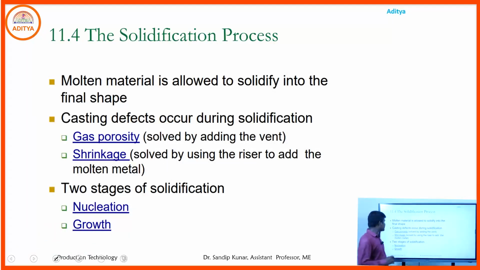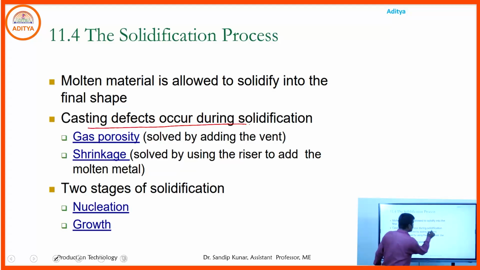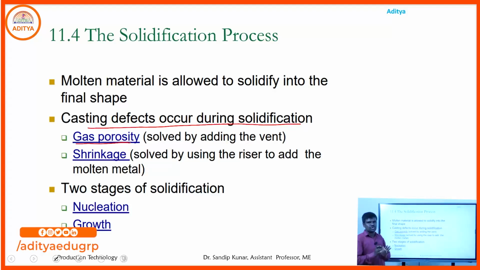What happens during solidification? The molten material comes to the mold cavity and takes the shape of the mold cavity. Some casting defects may be created during the solidification process, such as gas porosity. Gas porosity means when the molten material comes into contact with the mold surface, sometimes gas is created, some vapors are created, and due to the creation of the vapors, that gas is stored in that particular mold cavity.